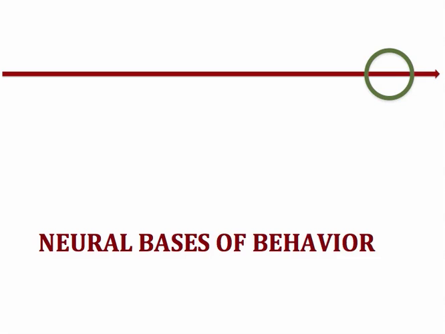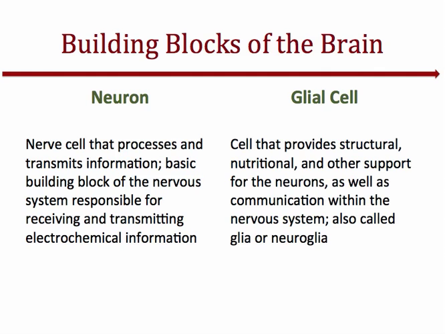Neural bases referring to the role of neurons in behavior. So neurons, these are nerve cells that process and transmit information. They're often thought of as the basic building block of the nervous system, and they're responsible for receiving and transmitting information in the form of what are called electrochemical impulses.